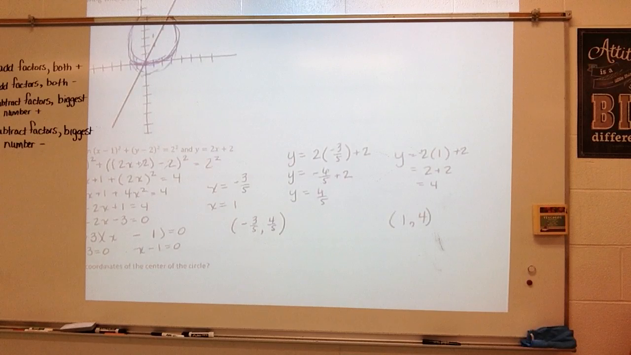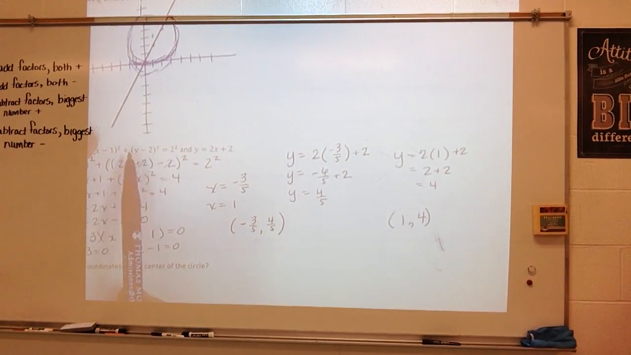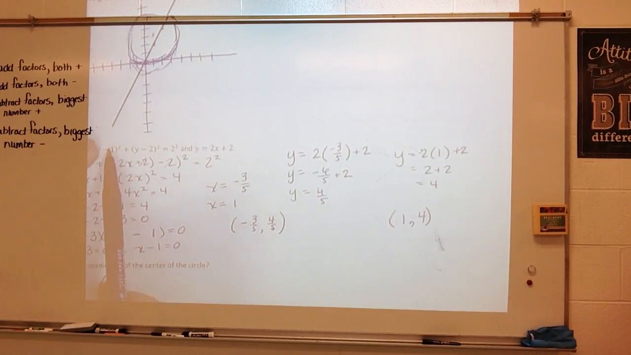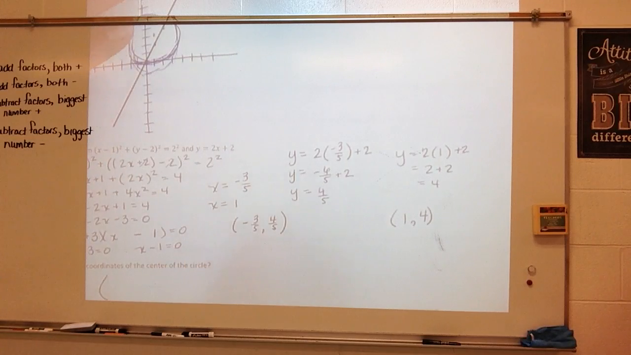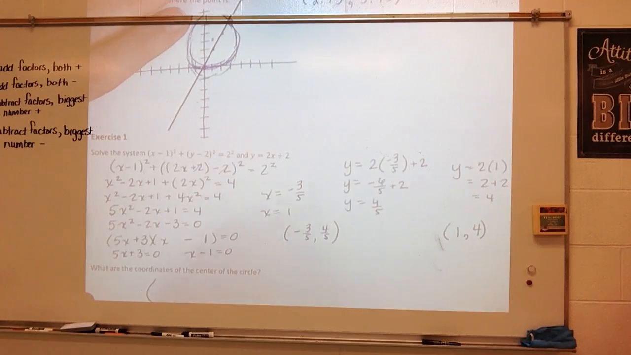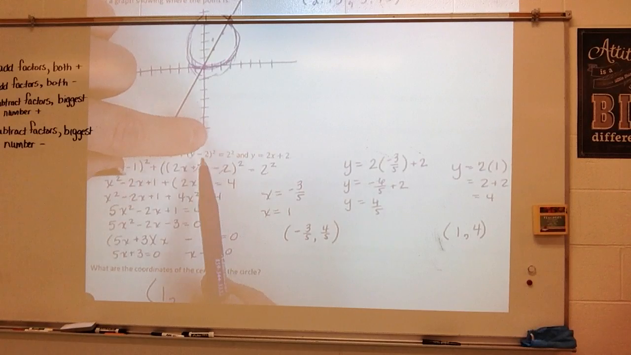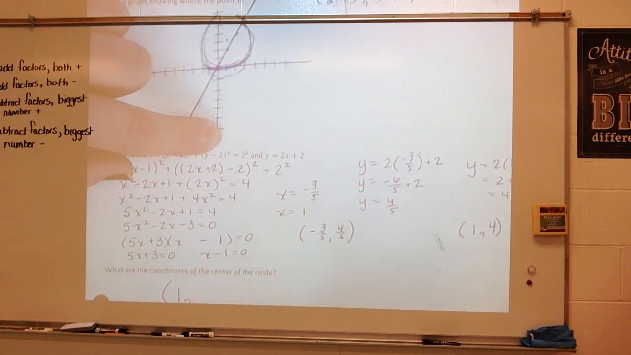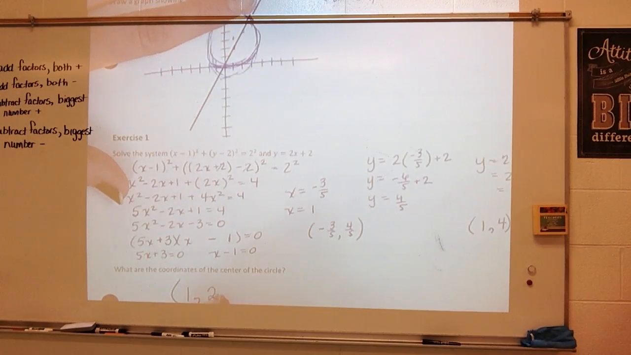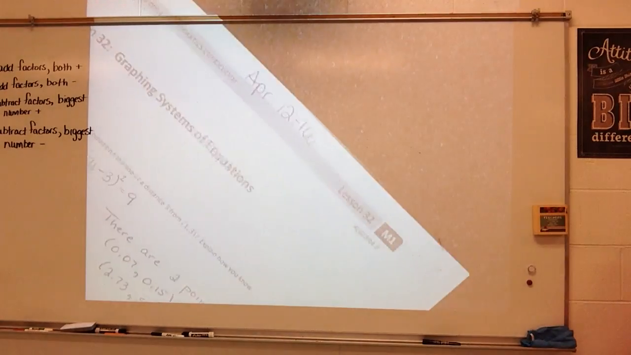So what are the coordinates of the center of the circle? I know that by looking at my equation of the circle. My x would be the opposite of negative 1, which is positive 1. And the y coordinate would be the opposite of negative 2, which is positive 2. Alright, so that's the center of my circle.